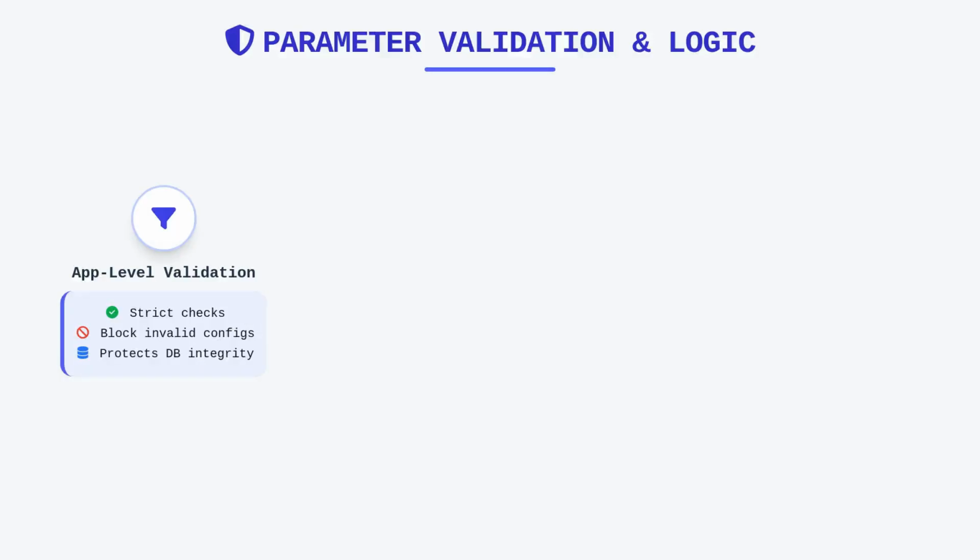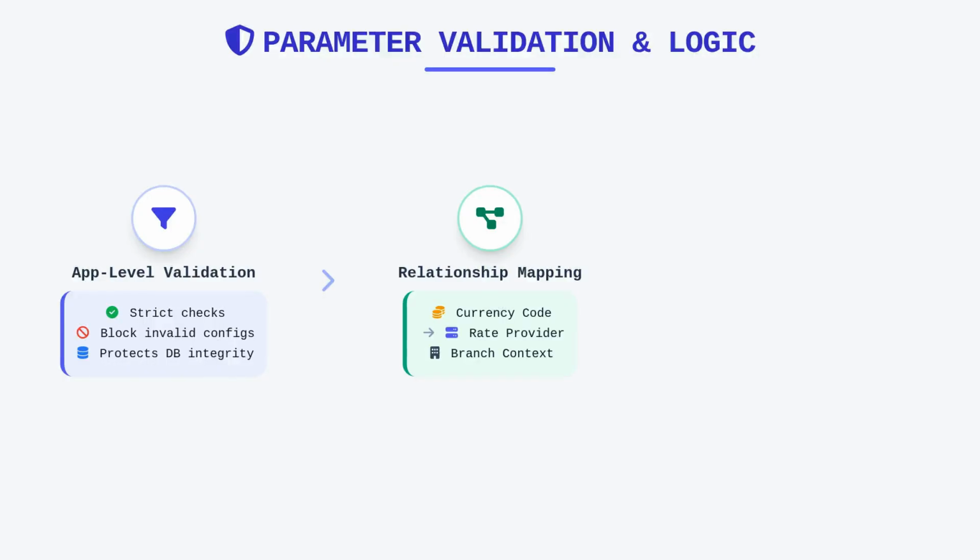We also need to consider the validation logic that ensures these parameters are not entered in a way that would trigger system instability or accounting errors. Most of these inputs undergo strict validation checks at the application level before they ever touch the database, preventing invalid configurations from being saved. This involves verifying that the relationship between, for example, a currency code and an exchange rate provider is valid within the context of the current branch setup.